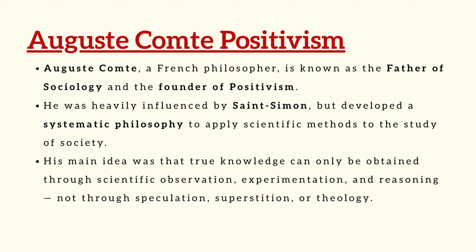According to Comte, true knowledge comes only from science. He completely rejected speculation, superstition, and theology as ways of understanding the world. He argued that beliefs based on religion or imagination cannot be verified, so they cannot be considered reliable knowledge. Instead, he believed that scientific observation, experimentation, and logical reasoning are the only valid methods of discovering truth.